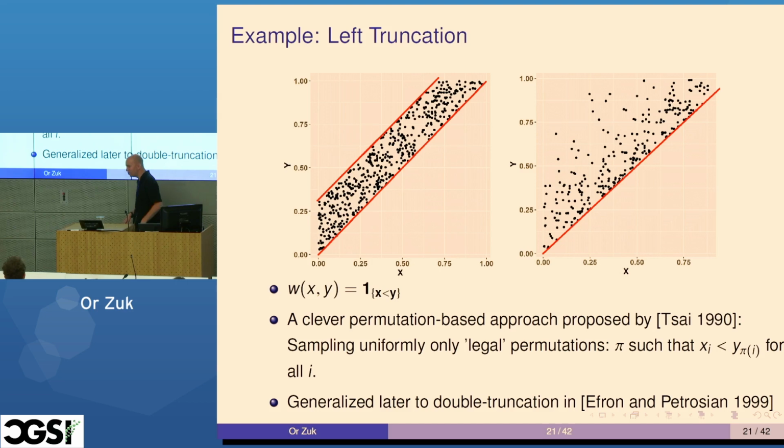So here's an example. Sometimes there's a bias that tells you that you can only see points where Y is bigger than X. This is on the right. That's what's called left truncation, and there's also what's called double truncation, where you can only see points within these stripes. If I didn't tell you that there was this bias, and you just looked at the data, you would of course say this is dependent.